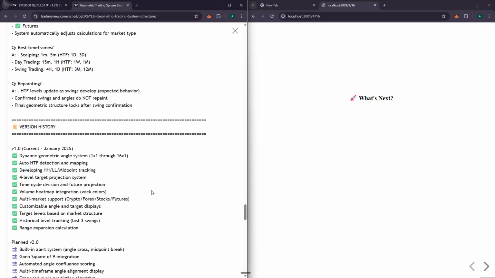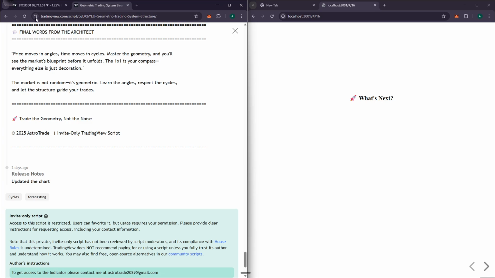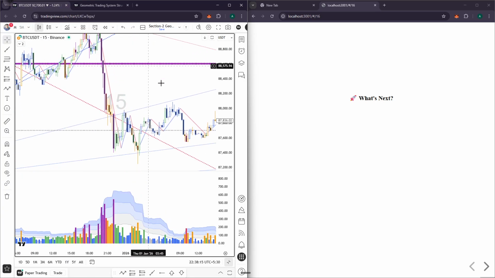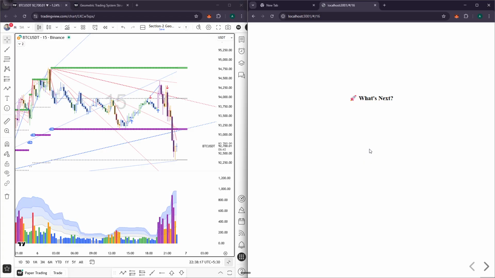How can you use this system? So that's it from this lecture, and in the next lecture we're going to do some bar replay practice. You now have all the tools: structure, higher time frame levels, support, resistance, and trend lines. Now it's time to put it all together in live practice. That's the goal of this course, to train yourself to be good at trading.